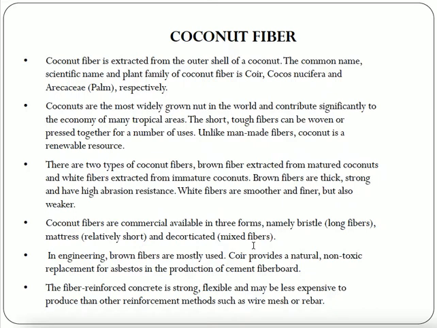Brown fibers are mostly used, where the coir provides a natural non-toxic replacement for asbestos in the production of cement fiber board, right? So it can be used for the fiber board. As for asbestos, it can actually be an environmental hazard, so it can be replaced by these coconut fibers. Fiber reinforced concrete is strong, flexible, and may be less expensive to produce than other reinforcement methods such as wire mesh or rebar.